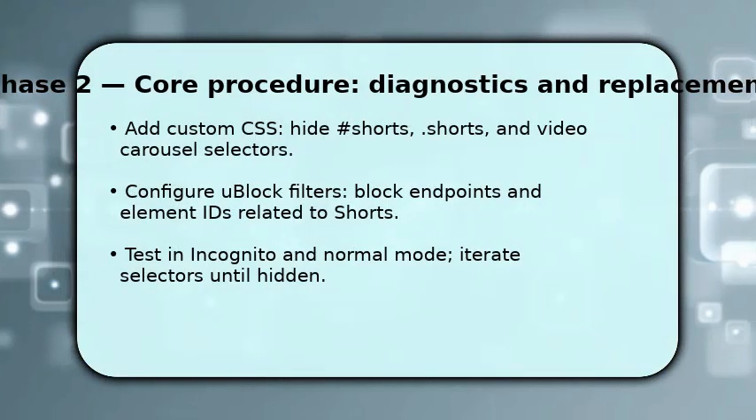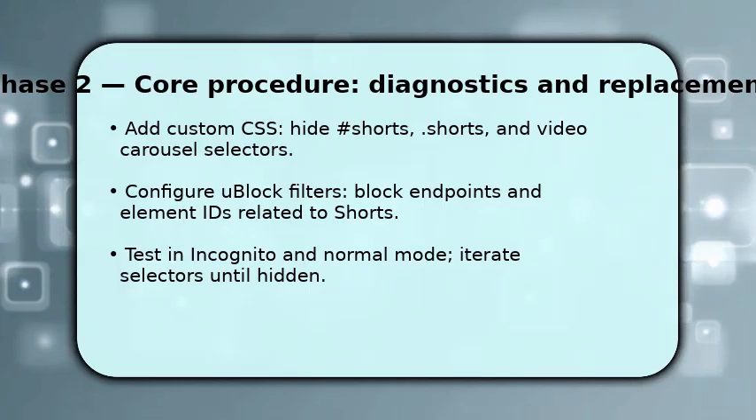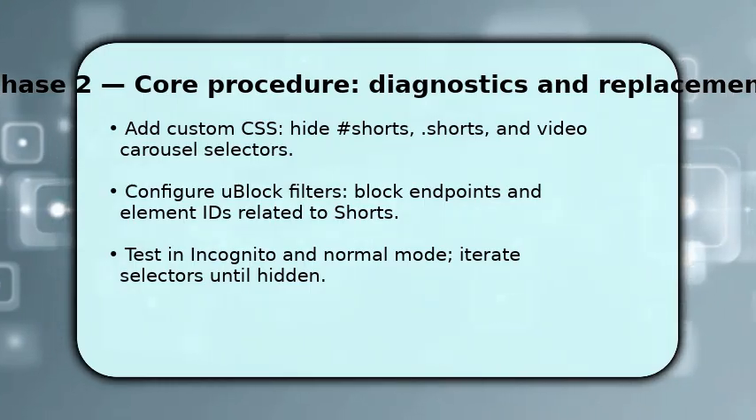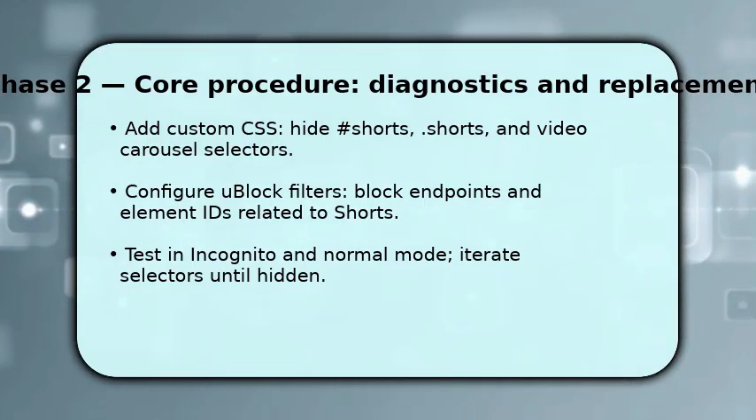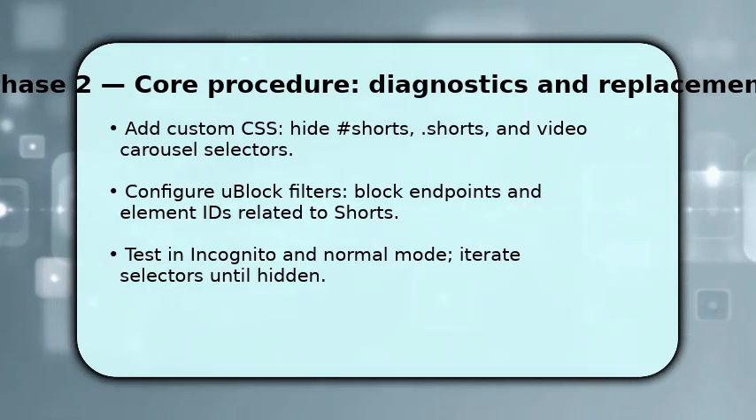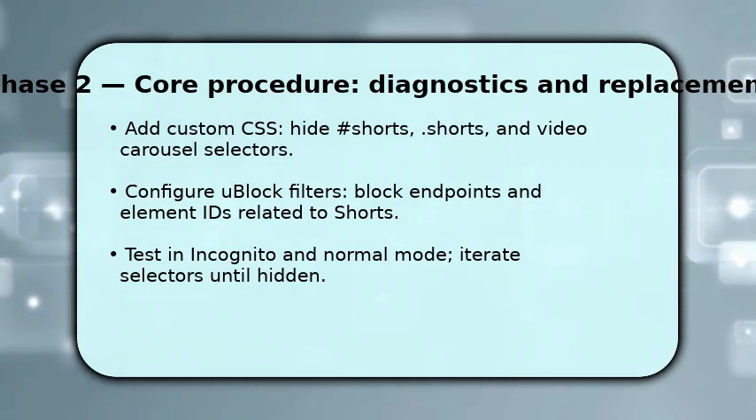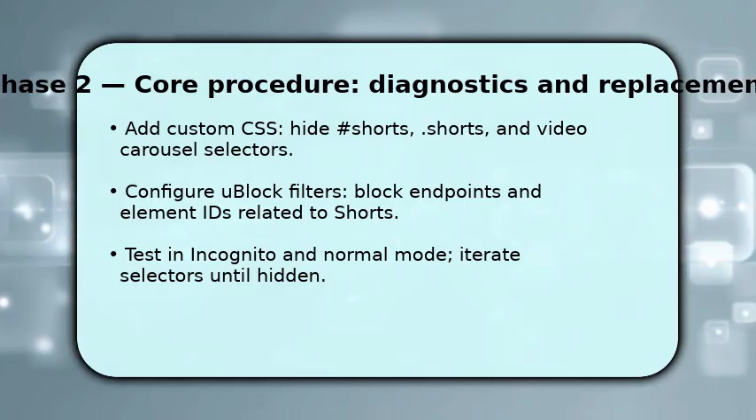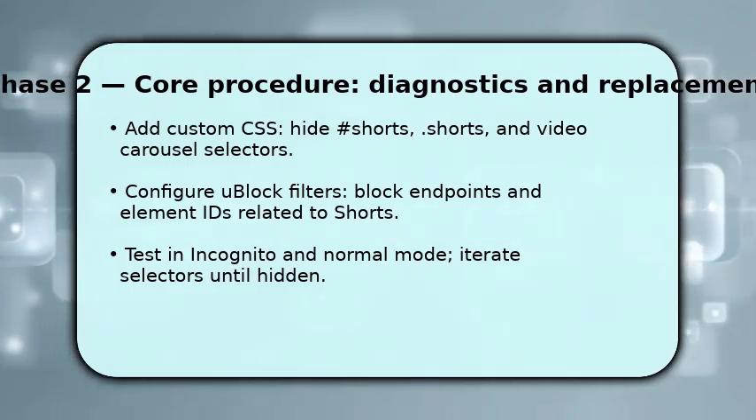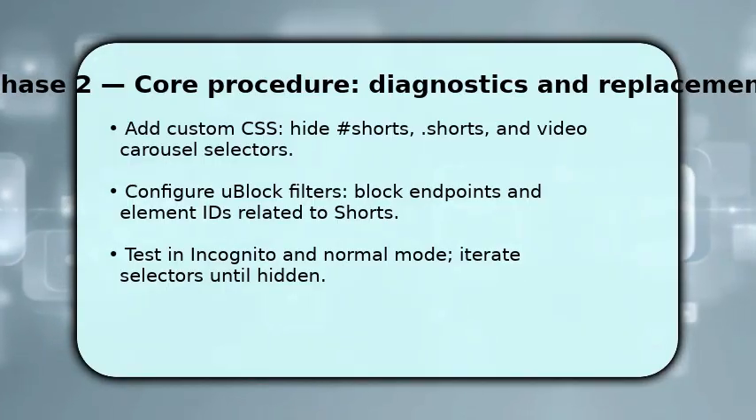Now you apply specific filters and styles to remove Shorts from view. You create a user style sheet targeting hash shorts, and carousel selectors, then load it into the CSS injector extension. In parallel, add uBlock Origin custom filters to block Shorts endpoints and DOM elements. This prevents thumbnails and the Shorts tab from loading.